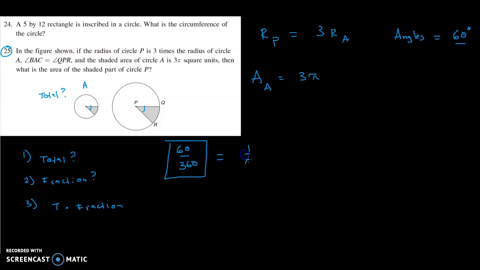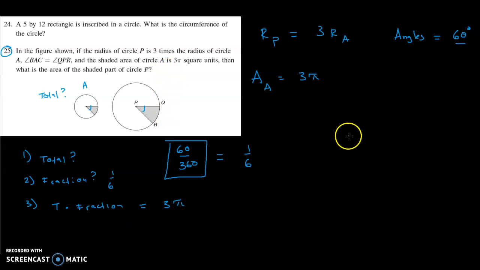So that's 1/6. Okay? Hopefully everybody's with me on this point. So the fraction, we're going to just set that as 1/6. We know the total times the fraction has to be equal to 3 pi, because that's what they said, right? The shaded area of the smaller circle is 3 pi units.